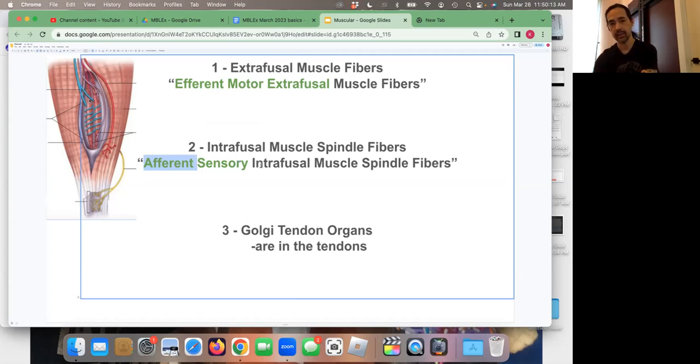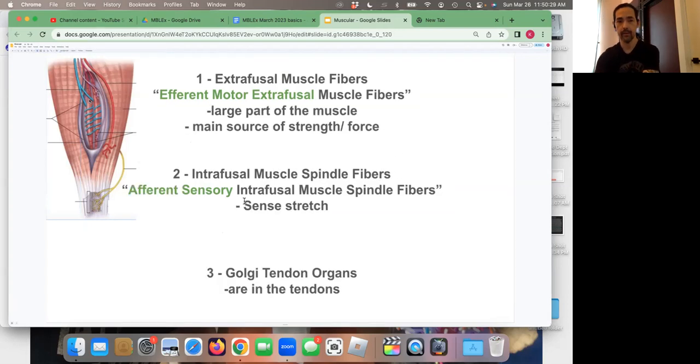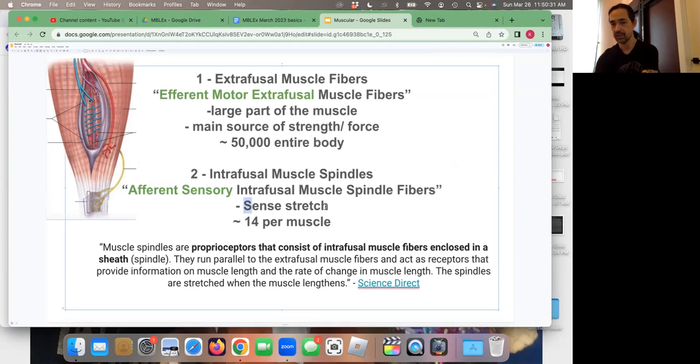Afferent sensory intrafusal muscle spindle fibers. Repeat after me: afferent sensory intrafusal muscle spindle fibers. Their job is to sense stretch. And in each muscle, there's about 14 of them.